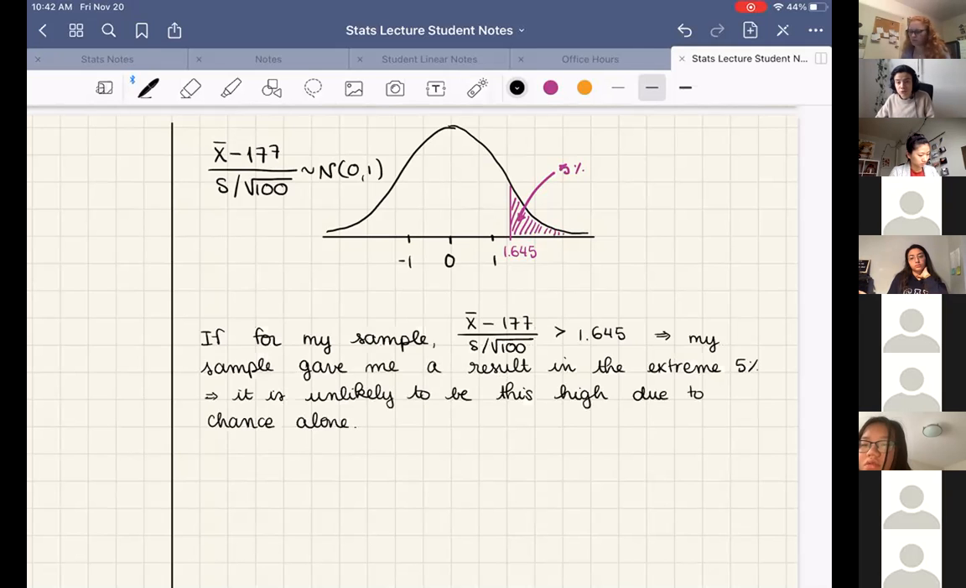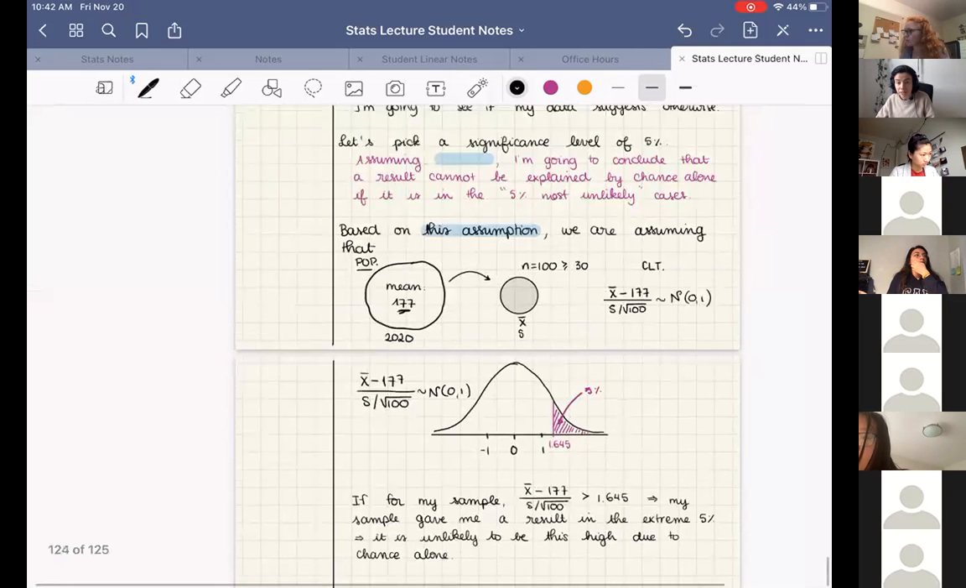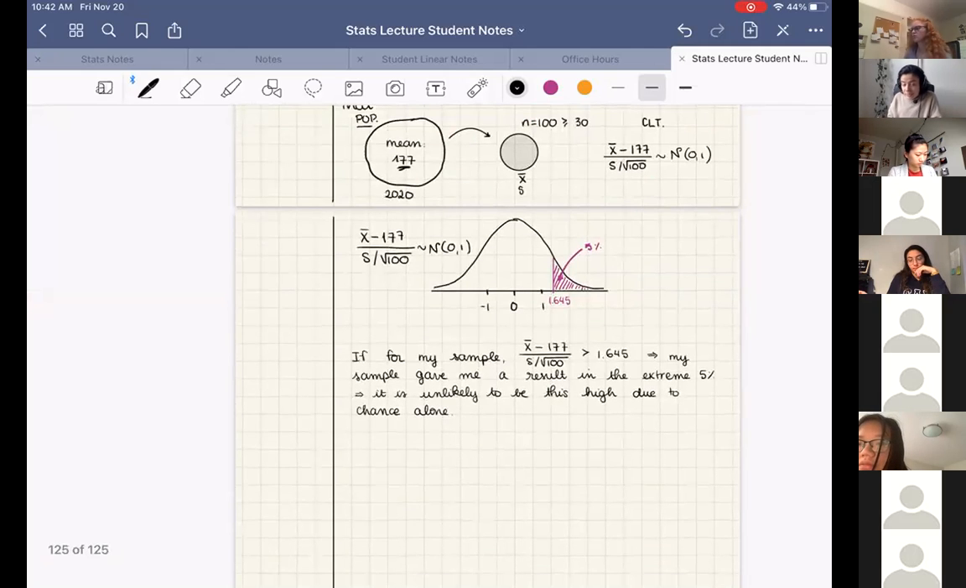Okay, now you might realize here that we have not used any data for the sample yet. All that we have done is determine under which conditions we're going to conclude that my sample gave me a given result or another. All right. And so now we can start thinking about our sample.